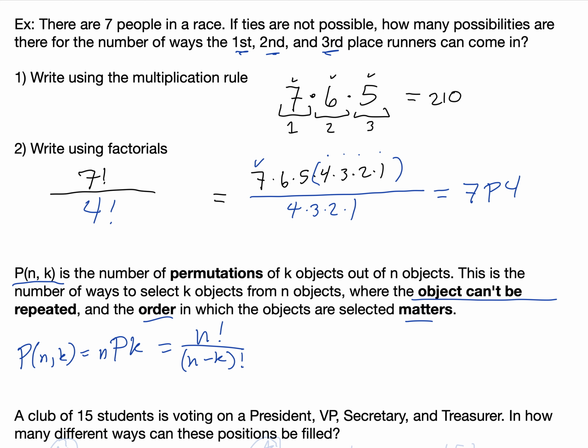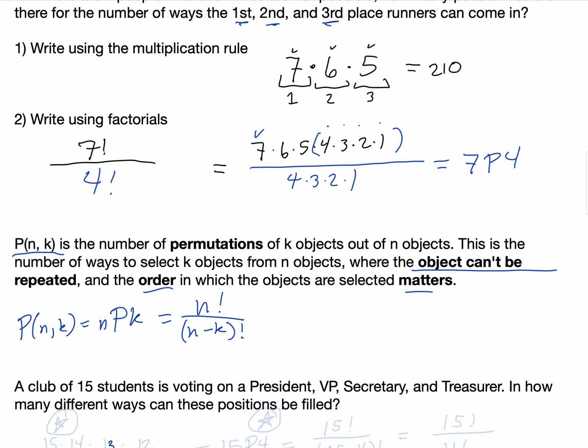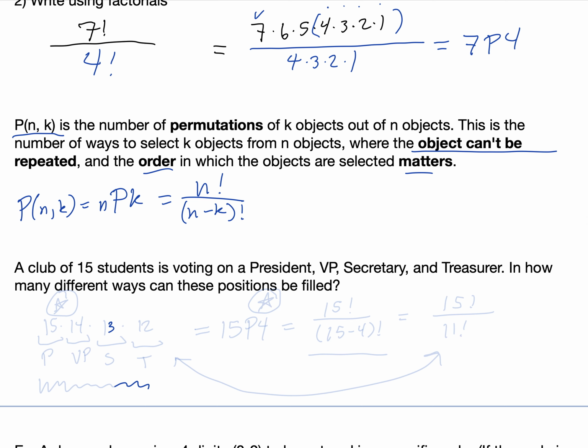So a classic example of a permutation would be the following. A club of 15 students is voting on a president, a vice president, a secretary, and a treasurer. In how many ways can these positions be filled? There are 15 possibilities for president, there are 14 possibilities for vice president, there are 13 for secretary, and there are 12 for treasurer. So multiplying those values together will give the number of different ways that can occur, so more than 1,000. And if we wanted to write this using permutations, 15 permute 4, that would be equal to 15 factorial divided by 15 minus 4 factorial, or 15 factorial divided by 11 factorial.